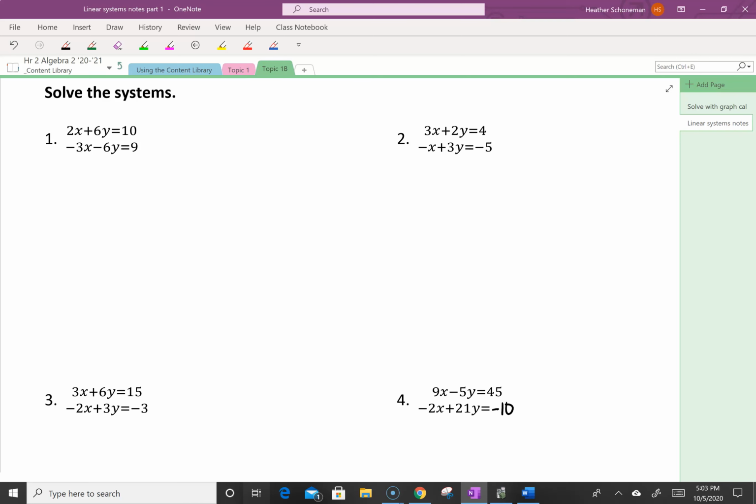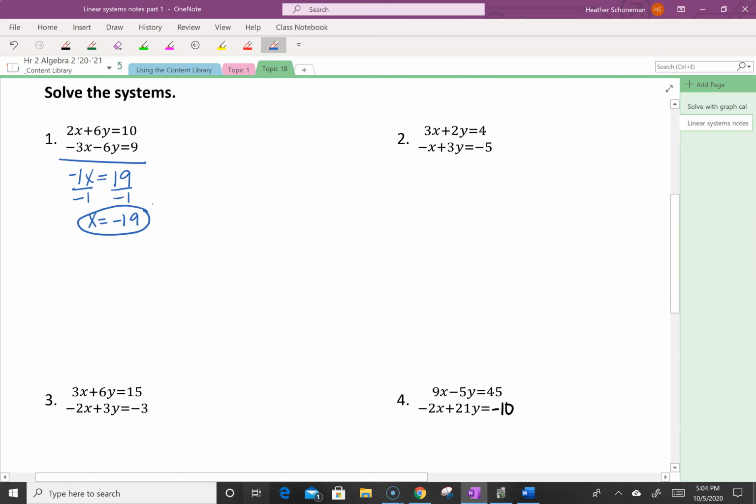And the goal with elimination is if we were to add these together, something would cancel out. And on number 1, if we add these together just like they are now, the y's would cancel out. So 2x and negative 3x is negative 1x equals 10 plus 9 is 19. So to solve, we'll divide by negative 1, and x equals negative 19.